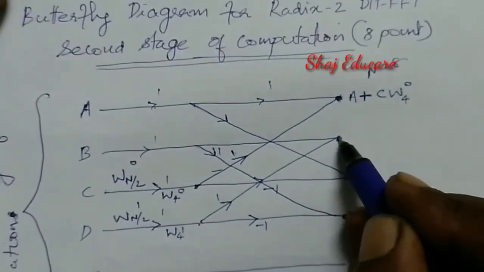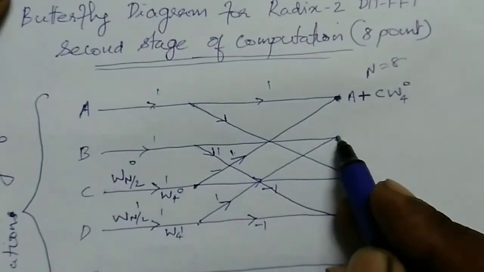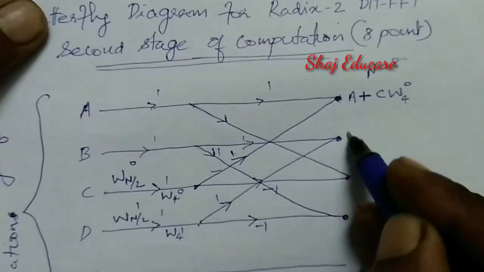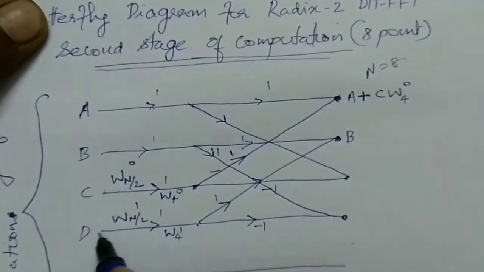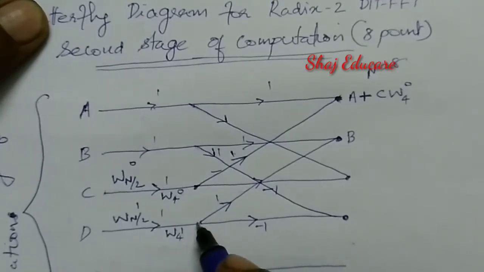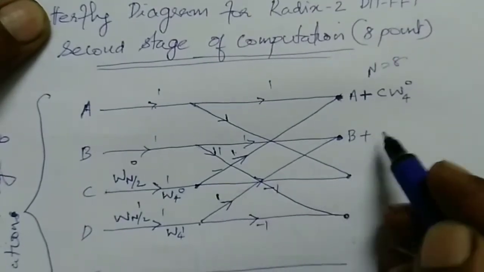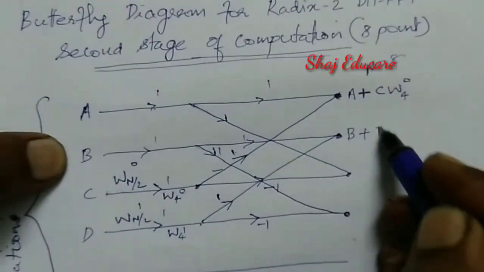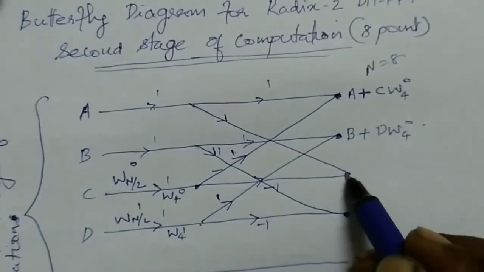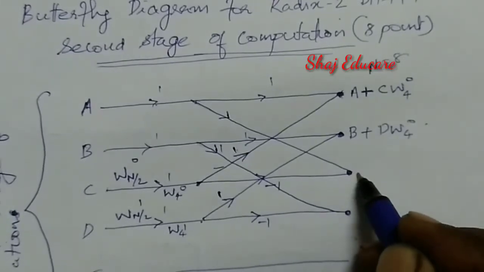Now let us find the output of this one. Here another signal is coming from B into 1, which becomes B, and another connection is coming from D into W_4 raised to 1. Then multiplied by 1, it becomes D into W_4 raised to 1 itself. Similarly, now let us complete the output equations at this stage.